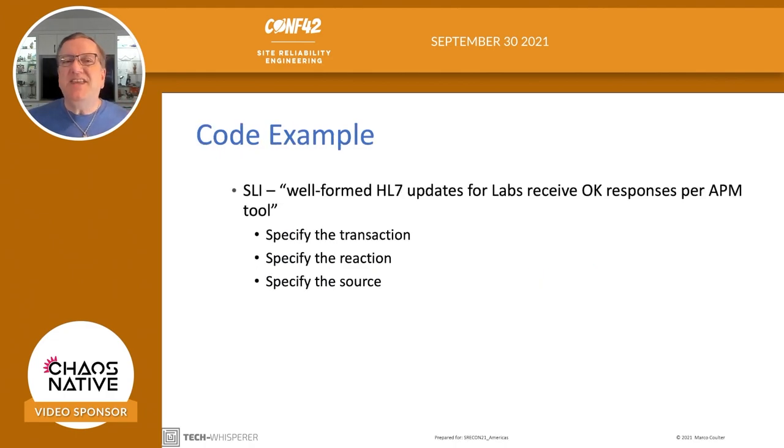So for the sample indicator, in the healthcare example, let's embed a few clarifications. Our first step would be to focus on well-formed updates. That specifies the transaction that we're looking at. We want to update the patient record and acknowledge completion successfully. That acknowledgement of completion specifies the reaction. And in this case, we agreed to using an APM tool, an application performance monitoring tool, as the tool. And that specifies the source of the data, that single place of truth.